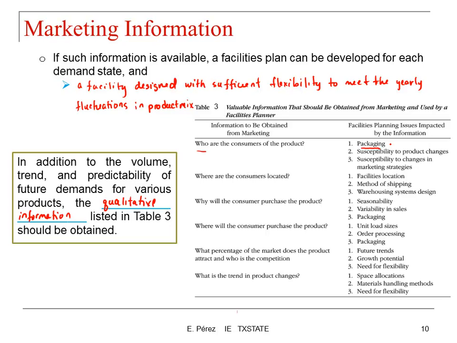So as you can see, there's very important information that is quantitative in terms of the future demands and market predictability, and also there's some qualitative information that is also important.